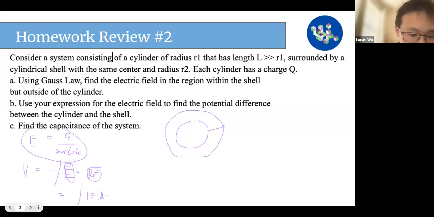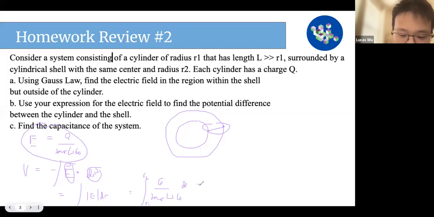So it's just right over here. And if I want to find the potential difference between these two points, well, my integral would be from the inner radius, which will be R1, to the outer radius, which is R2, and I do E times dr, right? So Q over 2 pi R L epsilon 0, and then times dr.